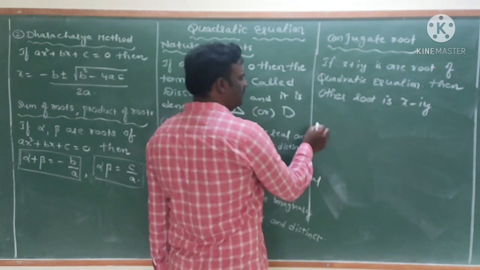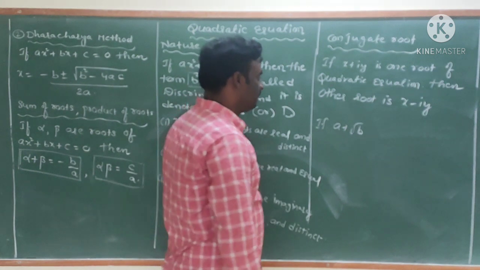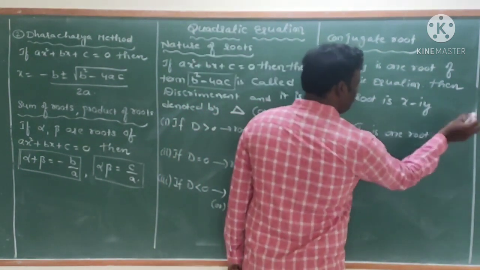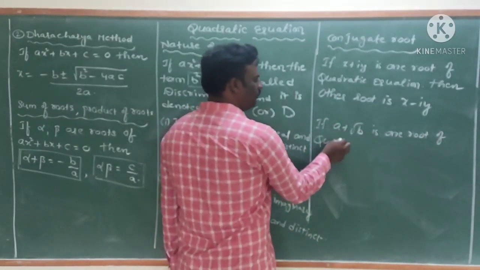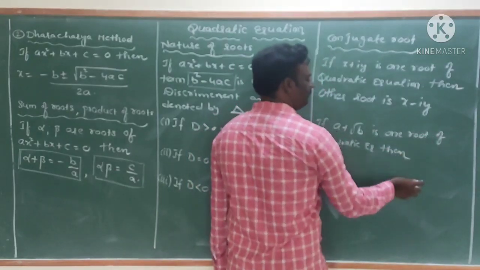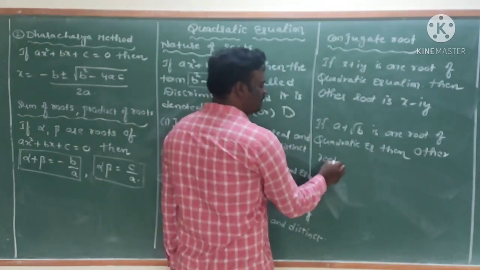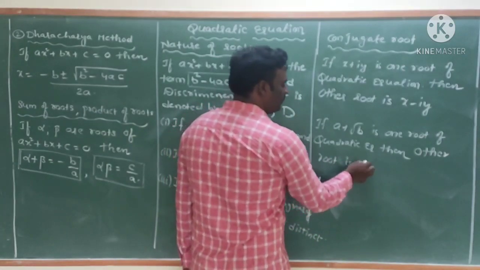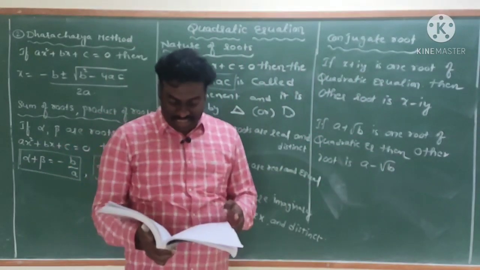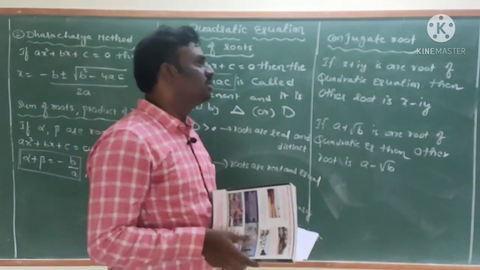For example, if you take, if a plus root b is one root of a quadratic equation, then other root is a minus root b. So here a minus root b is called the conjugate root of a plus root b.